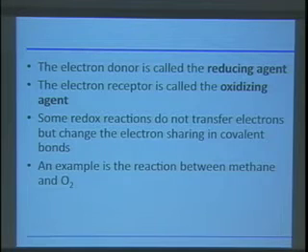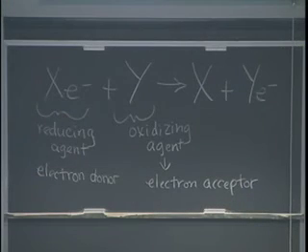This just summarizes this. So the donor is the reducing agent, the electron acceptor is the oxidizing agent, and this is important to note. When we looked at the sodium chloride example, or this general example here, with the way we draw this, the electron is being completely transferred in the reaction. But in some cases, redox reactions don't transfer electrons completely, but instead they change the electron sharing that occurs in covalent bonds.